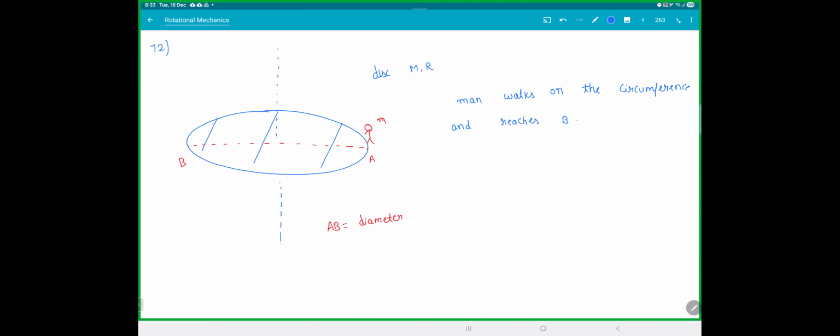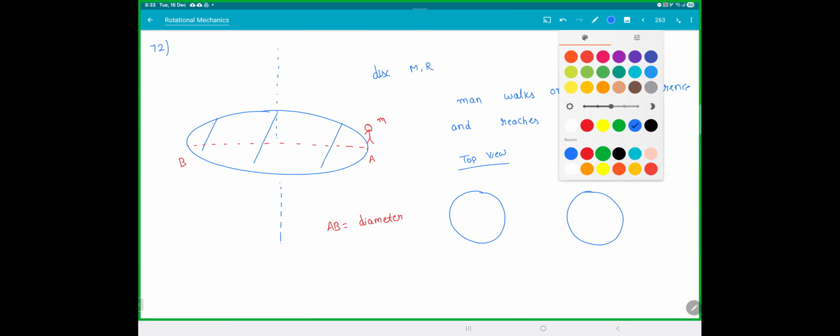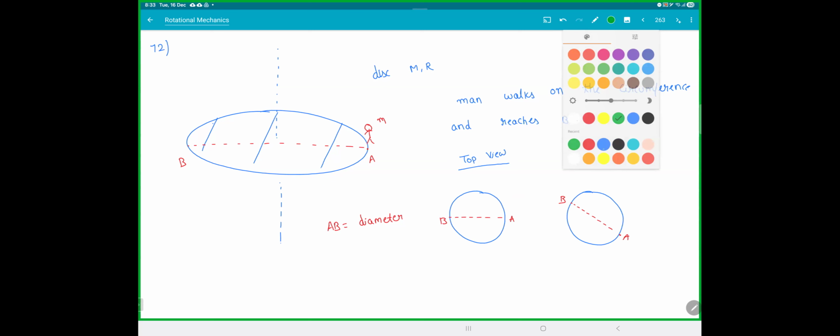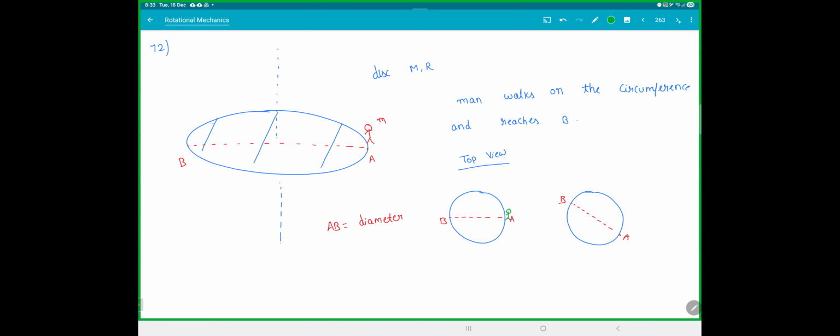So just to show you what happens now, the moment he starts walking, the disk won't remain quiet. The disk also will start rotating. If you look at the top view, the picture would look like this. Initially, A was here, B was here, and the man is standing here. Now, when he starts walking, the disk will rotate something like this. A will come here, B will be here. The person who is at A here, now he reached B.